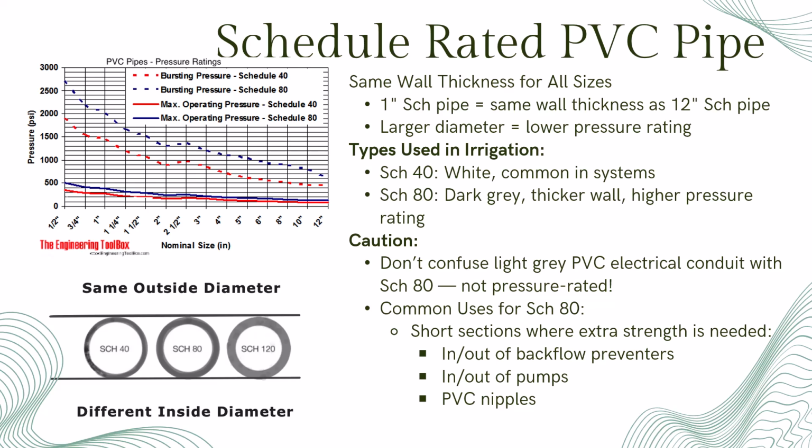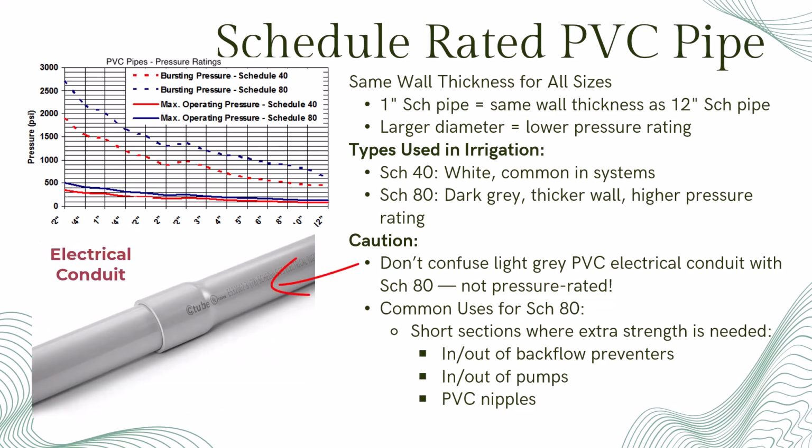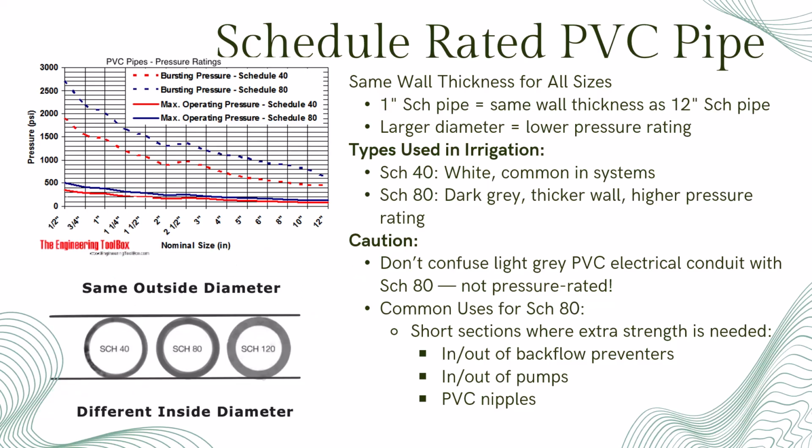One important note, don't mistake light gray PVC electrical conduit for Schedule 80 pipe. It looks similar but isn't rated for pressure, so it should never be used in irrigation systems. You won't see Schedule 80 used for full runs of pipe very often. It's mainly used in short sections where extra durability is needed, like going into or out of a backflow preventer above ground, into or out of a pump, or for making PVC nipples.